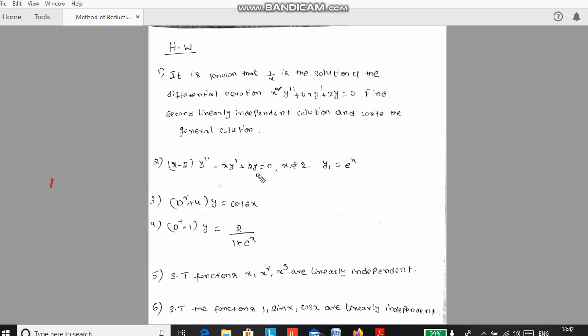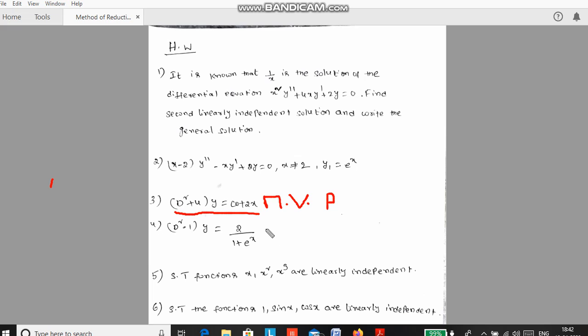Next, see the third example. D square plus 4 into y is equal to cot x. So this is about the method of variation of parameters. Okay. Next, see the fourth example.